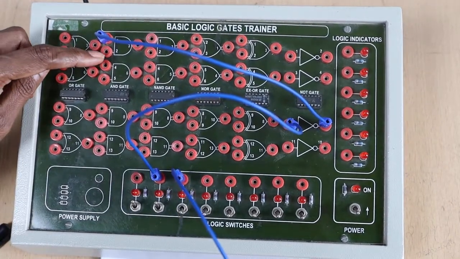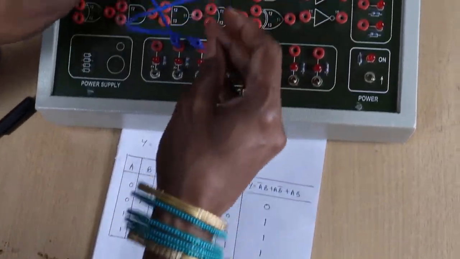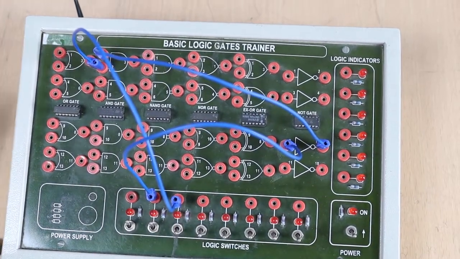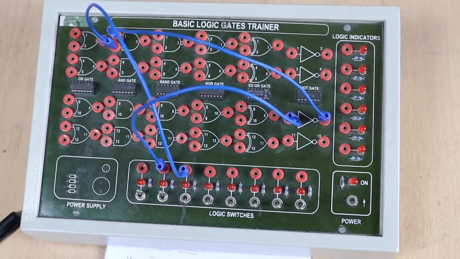Okay. Second input for the AND gate is B. So here this is the B input. So connect this B as a second input. This is for first min term.